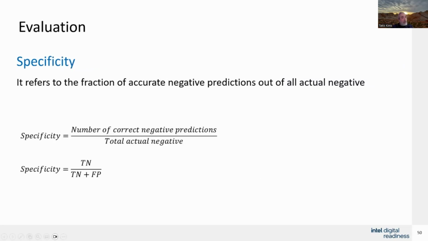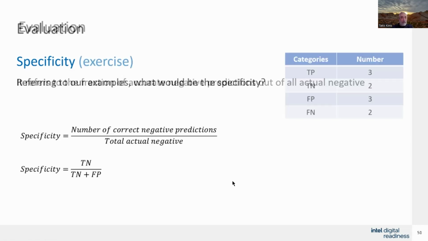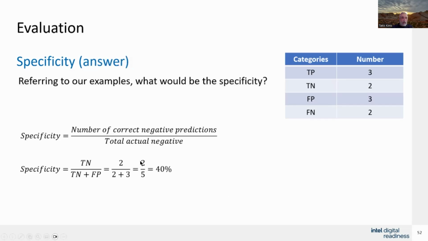There's also the measure of specificity, right? Now notice we're focusing on the negative here in the top part of the equation. So it's the fraction of accurate negative predictions out of all actual negatives. In other words, all the ones we got wrong compared to all the ones that were completely wrong. That's how I would quantify that. Once again, we know what those numbers are now because we keep seeing them. That was only 40%.